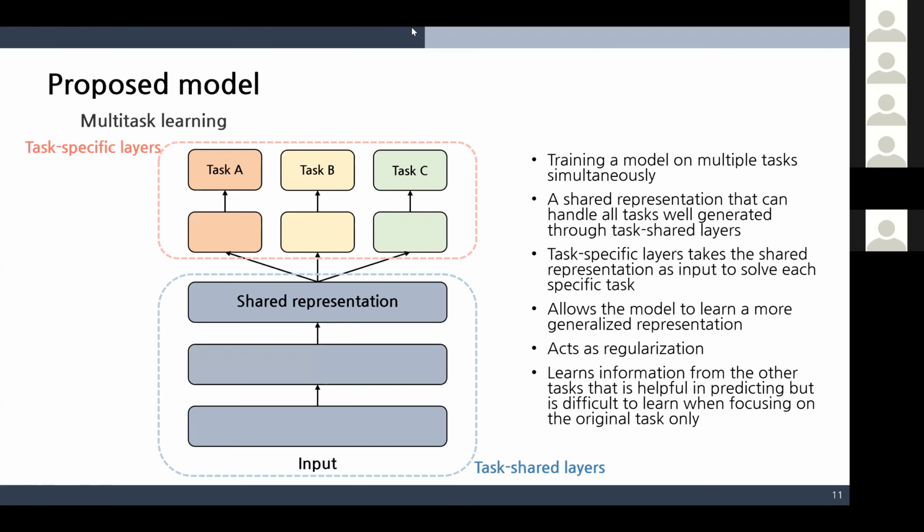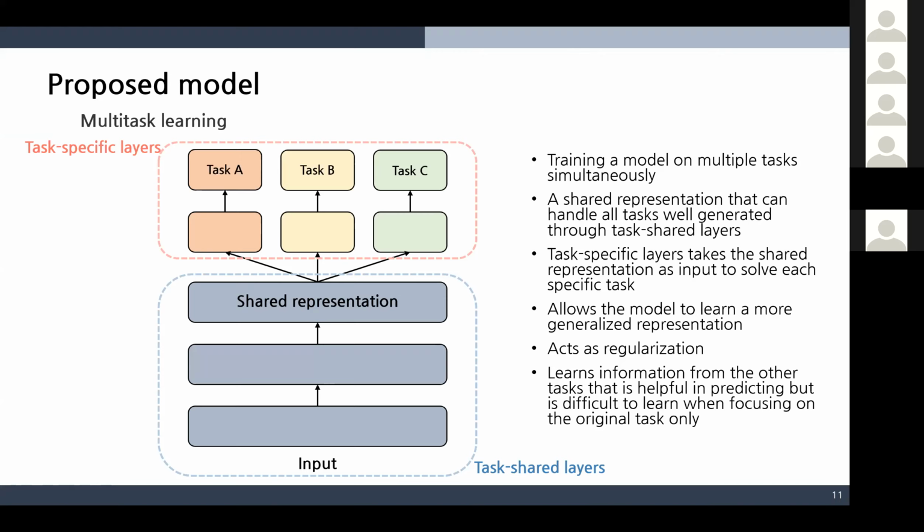Before explaining our model, I would like to first go over what multitask learning is. As the name tells, multitask learning is where we train a single model to handle multiple tasks. Conventionally, this is done by learning a shared representation through shared layers and taking this shared representation and passing it down task-specific layers for each prediction or regression task. This allows the model to learn information across various tasks, resulting in a more generalizable model.